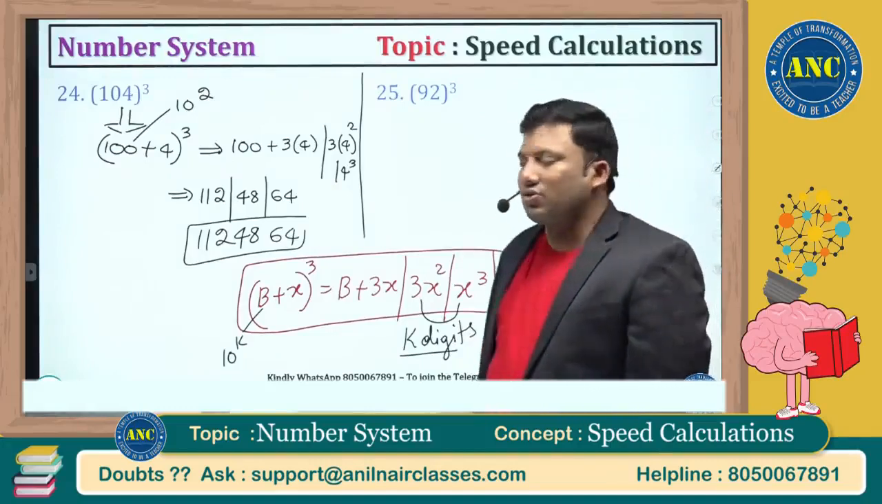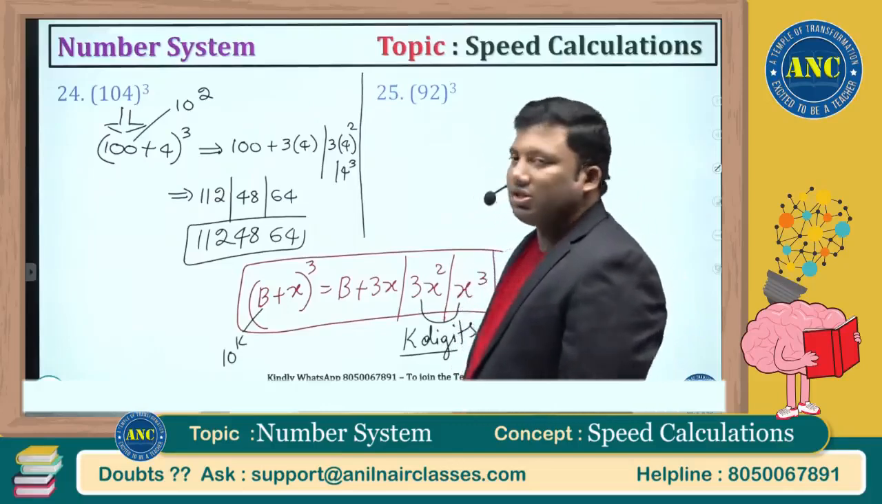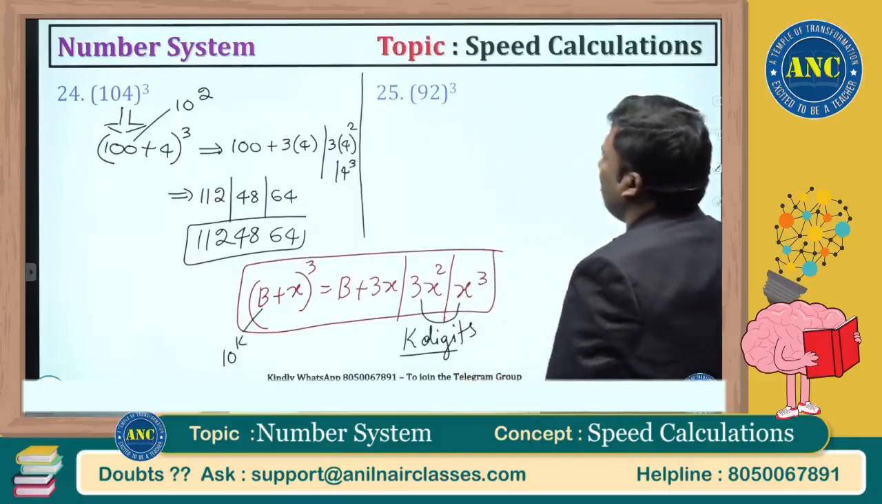(b + x) power 3 is b plus 3x, 3x square and x cube. 1124864. 100 is 10 square. Last two places 2 digits.